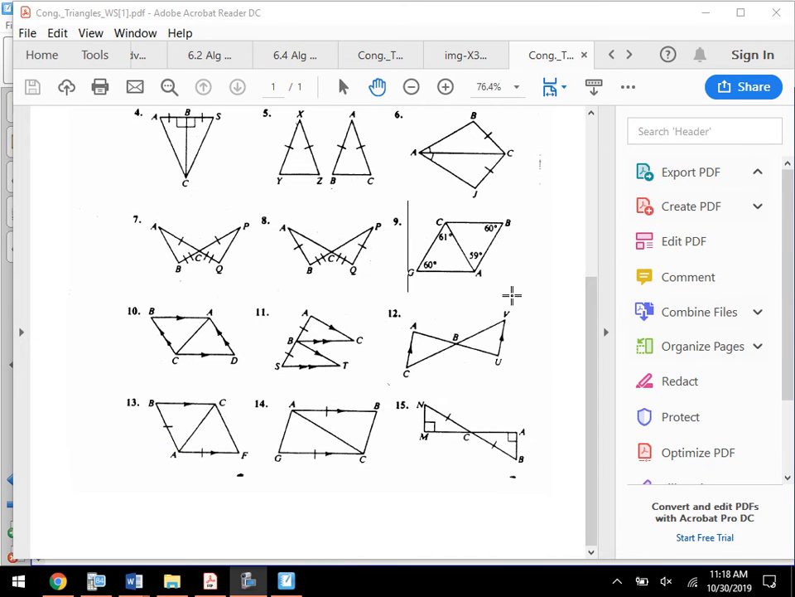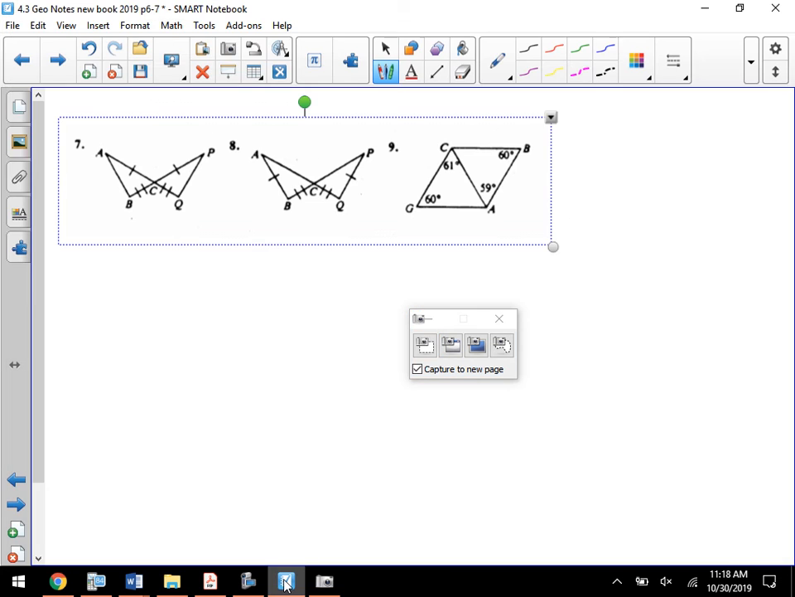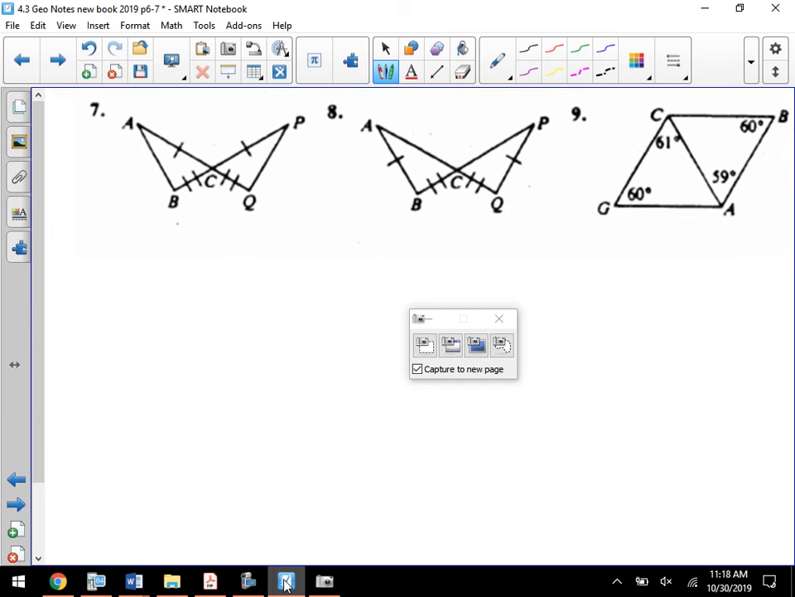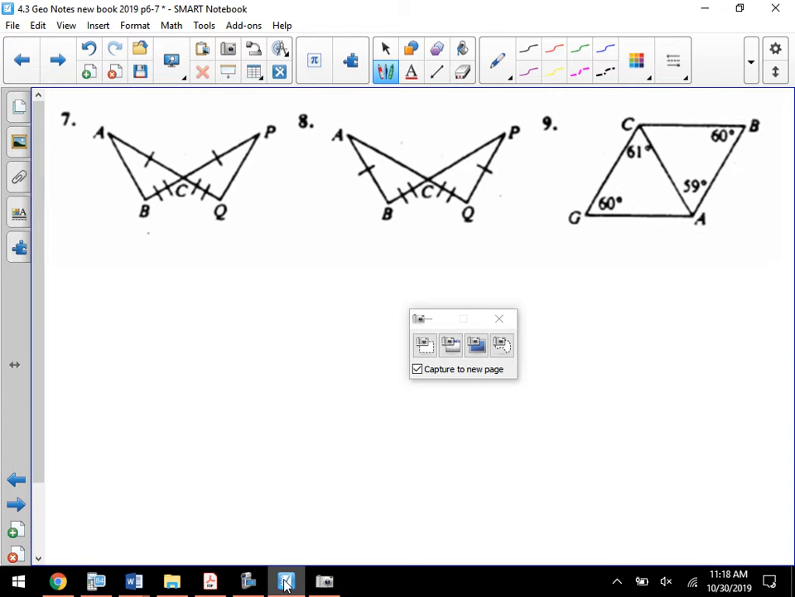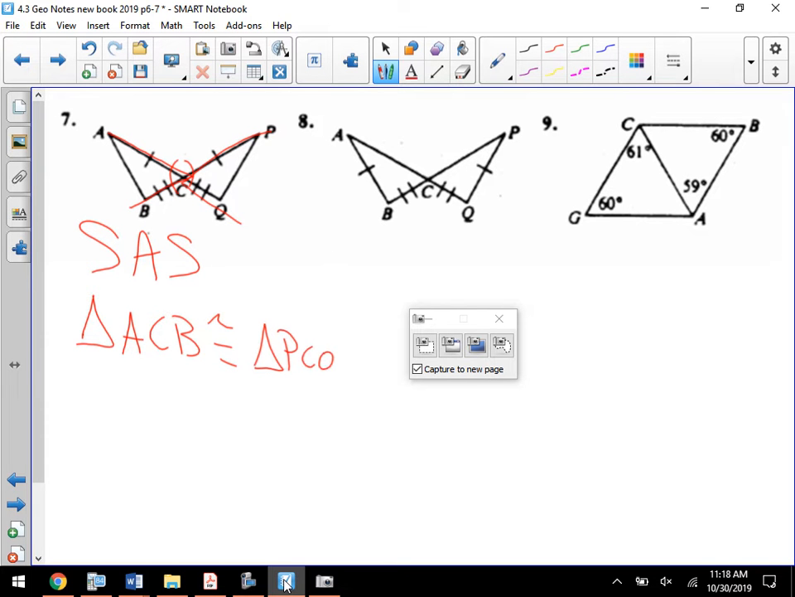Next 3, same idea. What I was asking you to do was mark anything you possibly could. In the first one, hopefully by now, when you get used to seeing that bow tie style of picture, you're picking out the vertical angles. So if you were marking the verticals, that would give you side angle side. The angle is between the given side lengths. So if you say side angle side, then I would say triangle ACB, and inside out, it would have to be PCQ.